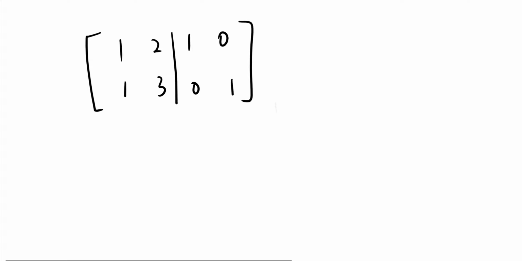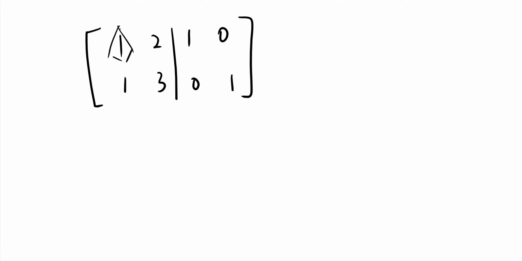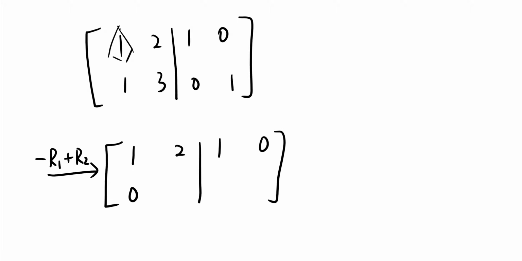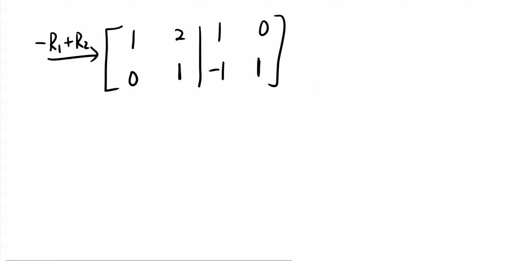What are we going to do with this one? I already have this as a 1. That's called the pivot. So I'm going to take row 1 multiplied by negative 2 and add it to row 2. So that's 1, 0. Keep this the same, 1, 0. Negative 2 plus 3 is 1. Negative 1. 0 plus 1, 1. So that's 1, 0. Looks good. Now we have this as a 1, which makes it easy to work with, not a lot of work.